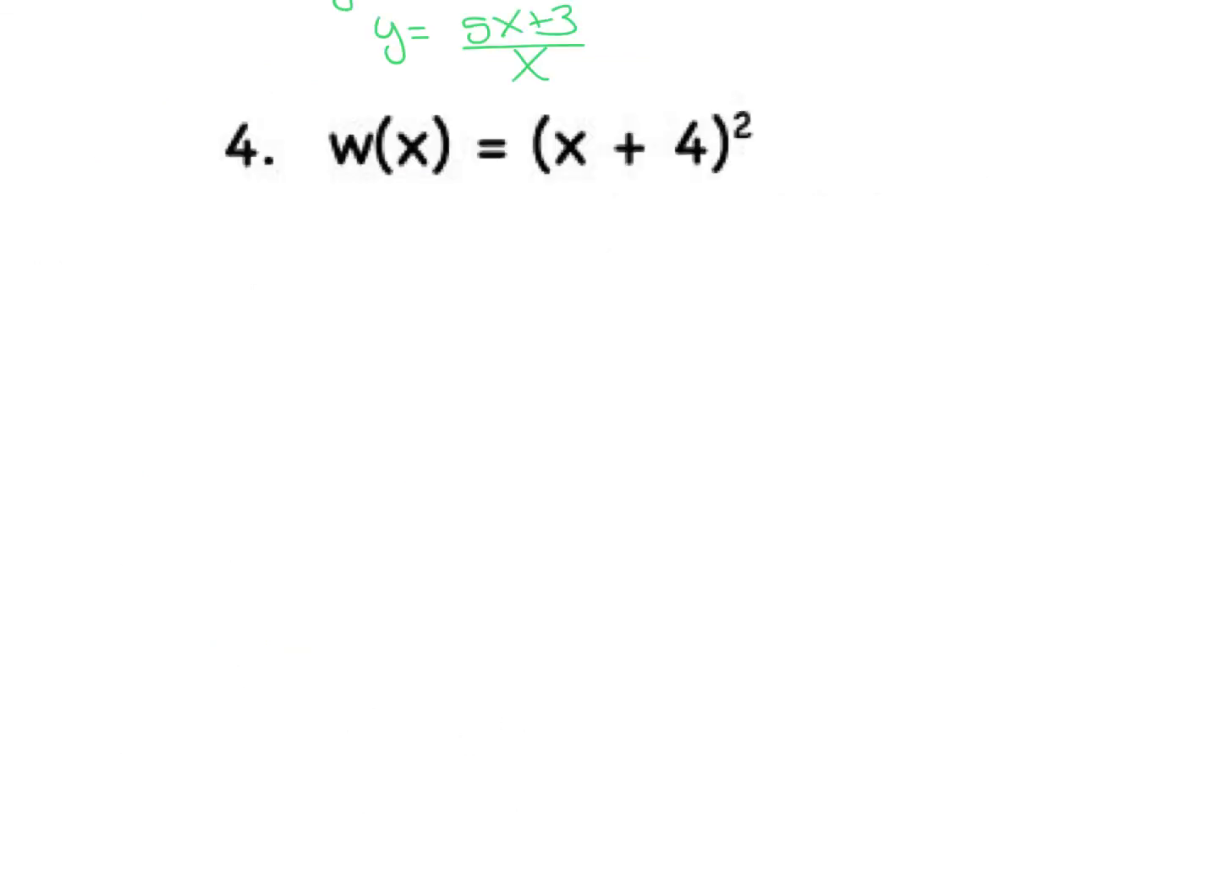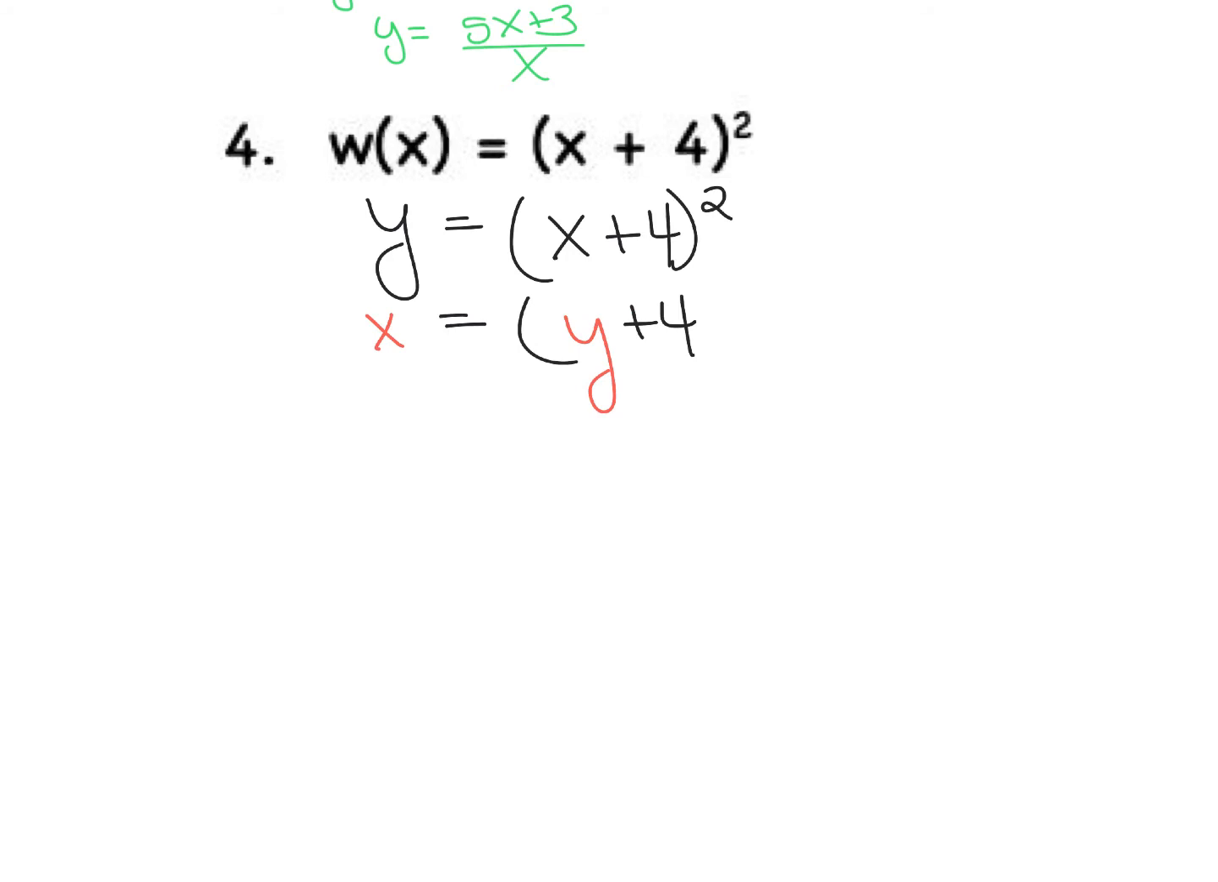Lastly, I'm going to find w inverse. First rewriting this with y equals x plus 4 squared. I'm going to switch my x and my y. And now I'm going to solve for y.